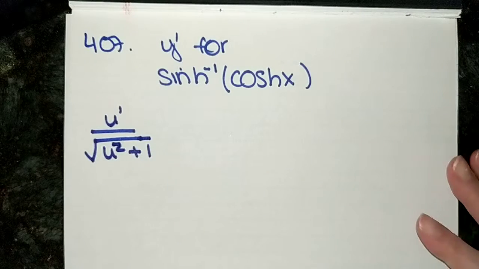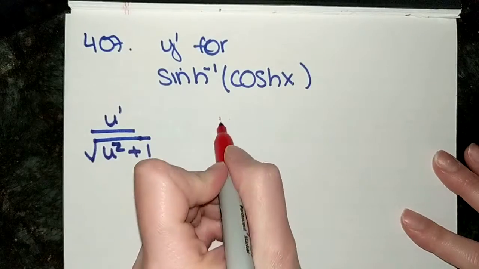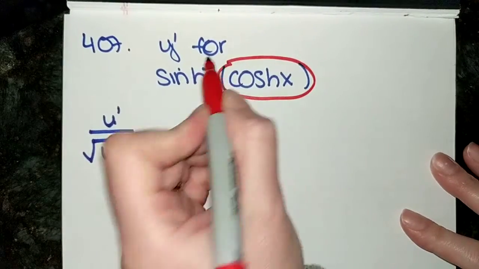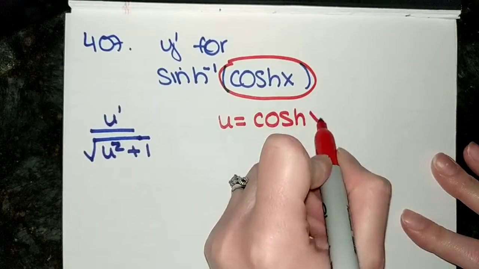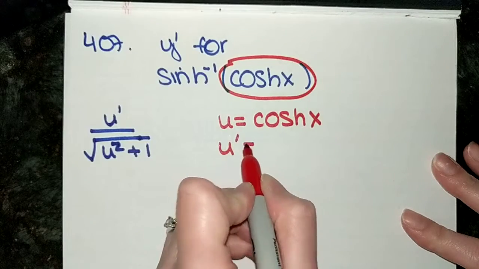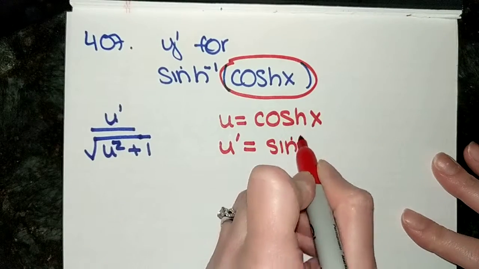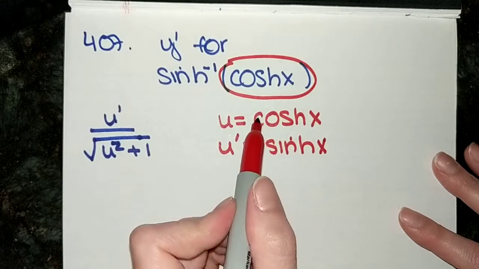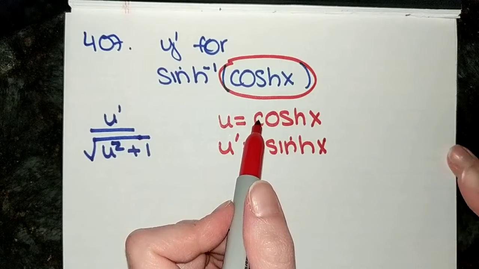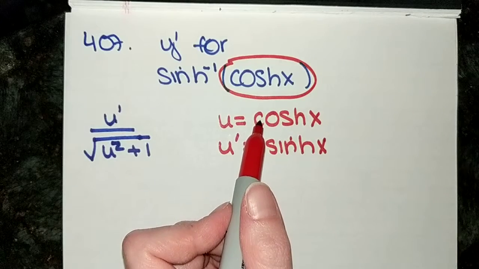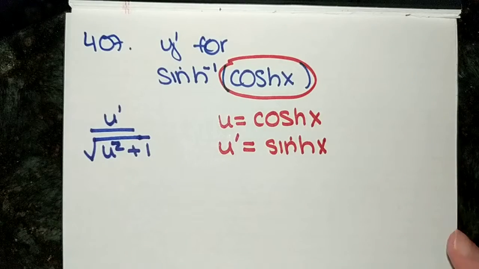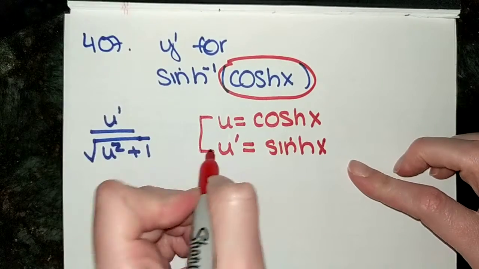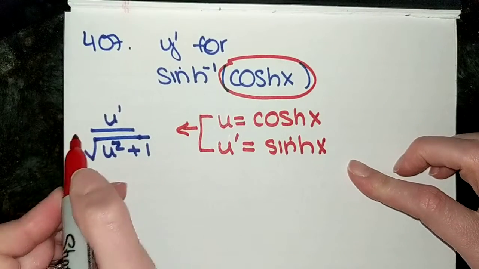So in this case, our u is going to be equal to this inner function, which is hyperbolic cosine of x. And then u prime is going to go to hyperbolic sine of x. Keep in mind that when you're talking about these hyperbolic functions, sine, cosine, tangent, all stay positive when you take their derivatives. So it now just becomes a matter of plugging the u and the u prime into that formula.